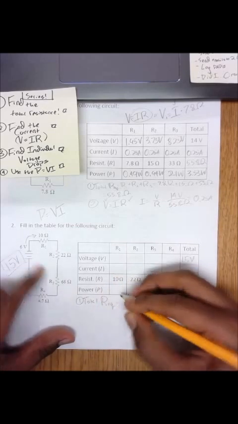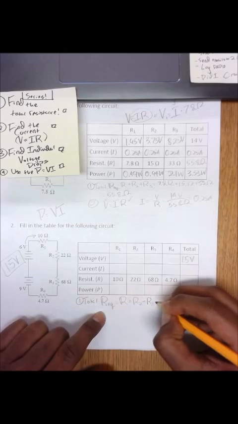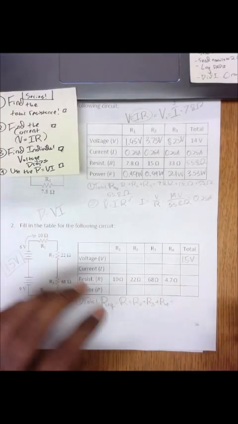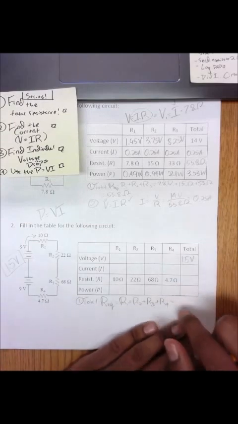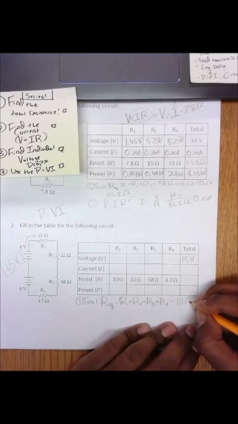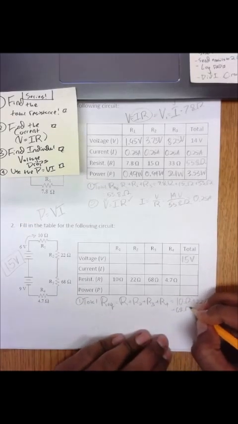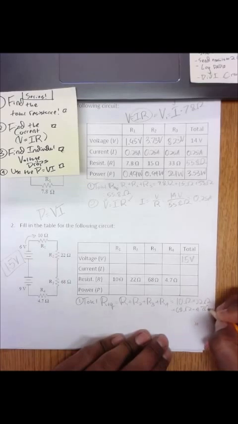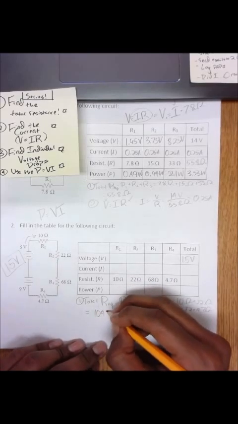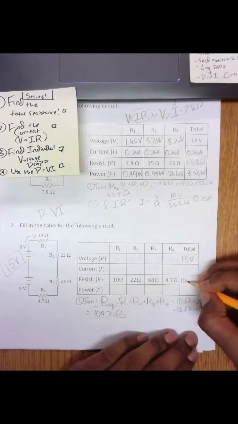Equivalent resistance is equal to R1 plus R2 plus R3 plus R4. No, it's just one more resistor, not 2 more resistors. And so when we add these, we have 10 ohms plus 22 ohms plus 68 ohms plus 4.7 ohms. We end up with 104.7 ohms. So that's the total resistance throughout the circuit.